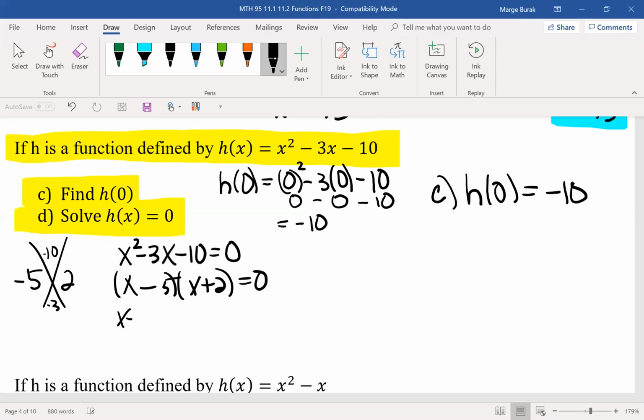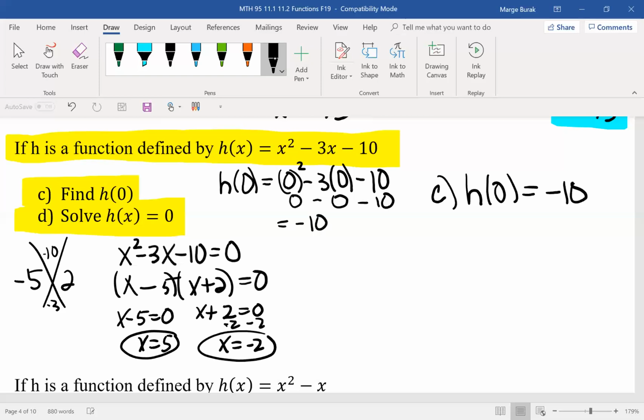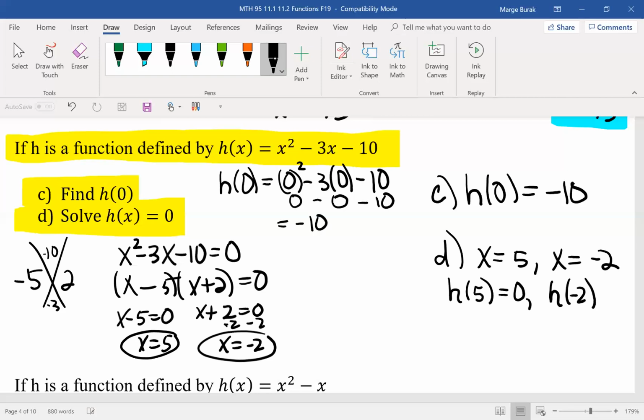Set each of these equal to 0. So I get x equals 5. And minus 2, so x equals negative 2. So D, x equals 5 and x equals negative 2, or you could write h of 5 equals 0, h of negative 2 equals 0. They mean the same thing.